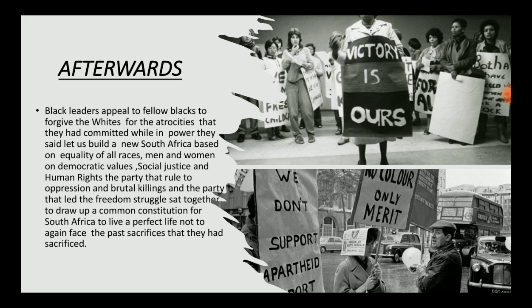Black leaders appealed to fellow blacks to forgive the whites for the atrocities that they had committed while in power. They said, let us build a new South Africa based on equality of all races, men and women, on democratic values, social justice and human rights. The party that ruled through oppression and brutal killings and the party that led the freedom struggle sat together to draw up a common constitution for South Africa, to live a perfect life, not to again face the past sacrifices that they had made.